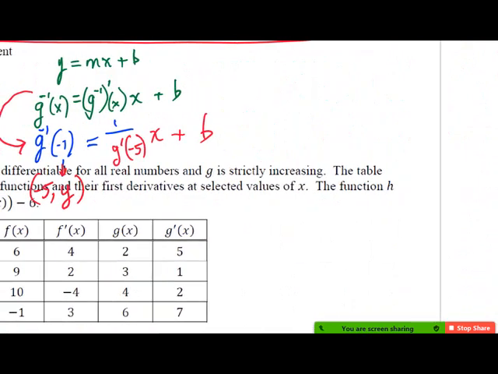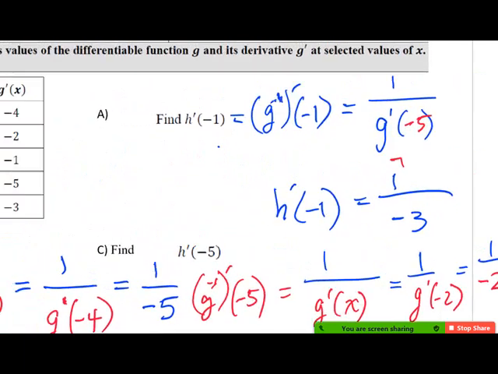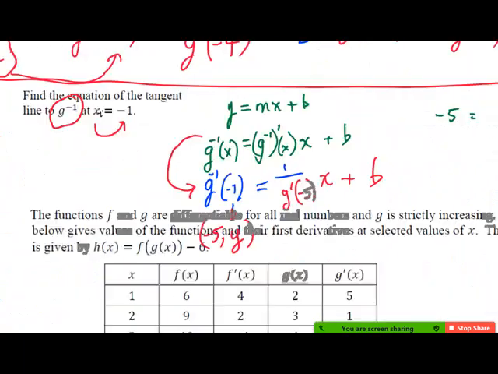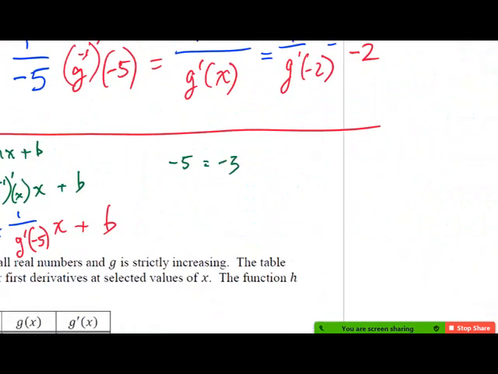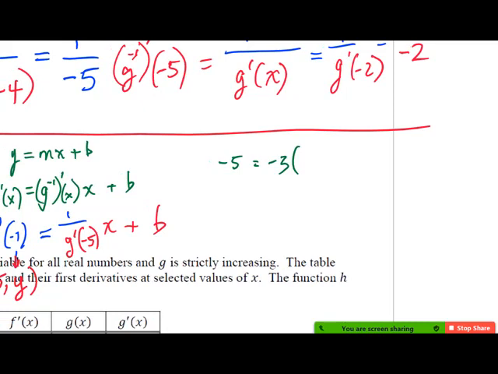So let's move out to the right and put it all together. So g inverse of negative 1 is going to be equal to negative 5. That's going to be equal to m. So 1 over g prime of negative 5, which is negative 3. Negative 3 times x. Now remember, this is all the inverse, so that is the x of i, which is negative 1, plus b. So what do we get?